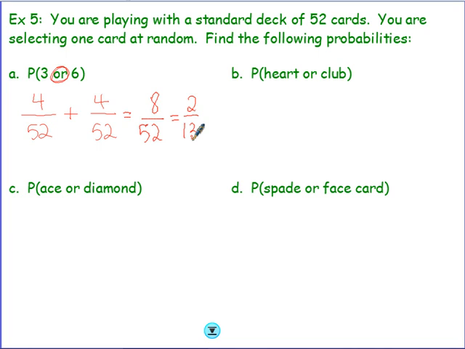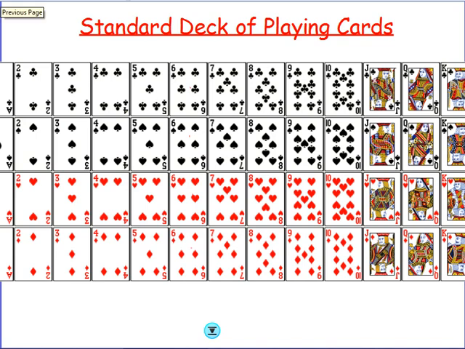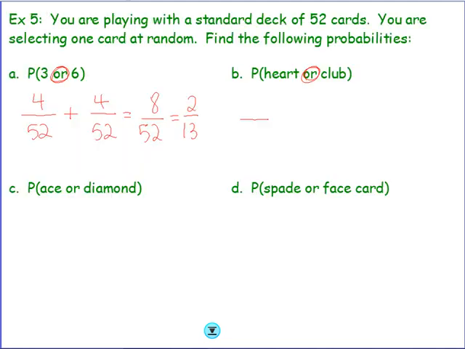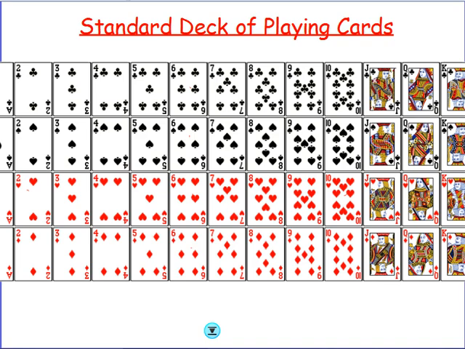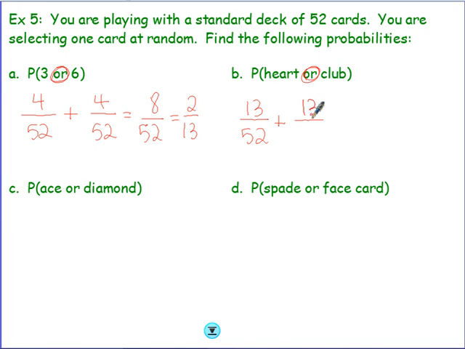Let's look at the next one. Hearts or clubs? Start with hearts. This would be the third row. 1, 2, 3, 4, 5, 6, 7, 8, 9, 10, 11, 12, 13 hearts. Out of 52. Plus, because it's or, we're looking for clubs. That would be the top row. 1, 2, 3, 4, 5, 6, 7, 8, 9, 10, 11, 12, 13. Also out of 52.